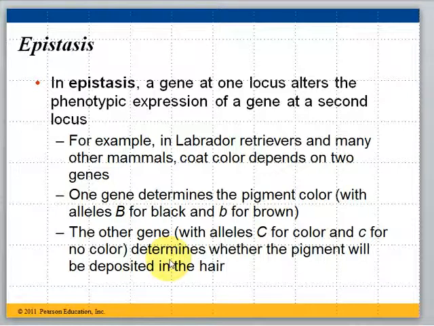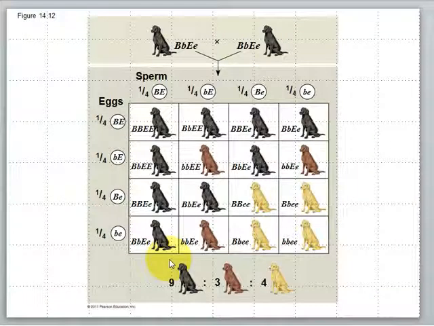And the other gene, with allele capital C for color and lowercase c for no color, determines whether the pigment is going to be deposited into the hair. So you have 2 genes going on. One of them determines color, and one of them determines whether or not that color is actually going to be deposited into the hair. So take a look at a cross that takes into consideration these 2 factors.